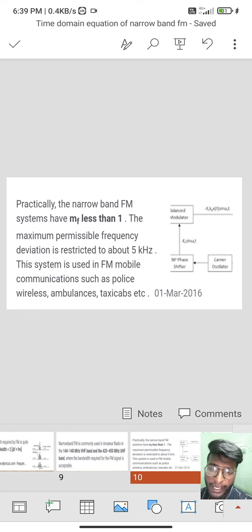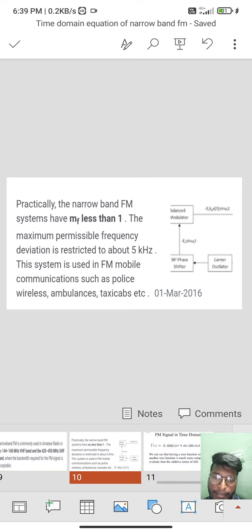Practically, narrowband FM systems have modulation index less than 1. The maximum permissible frequency deviation is restricted to about 5 kHz. This system is used in FM mobile communications such as police, wireless communication, ambulance, taxi cabs, etc.